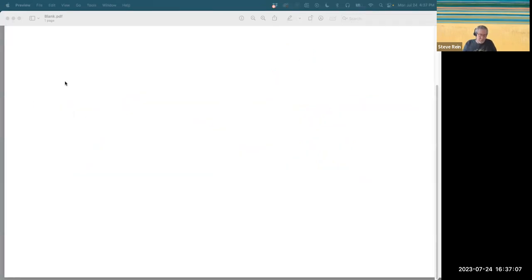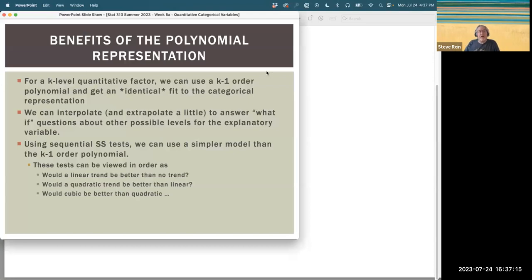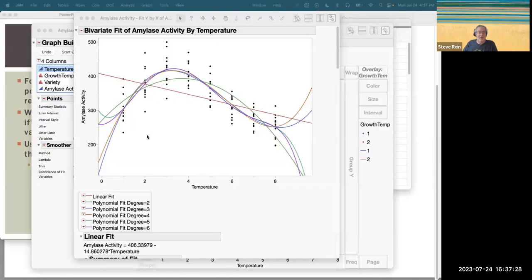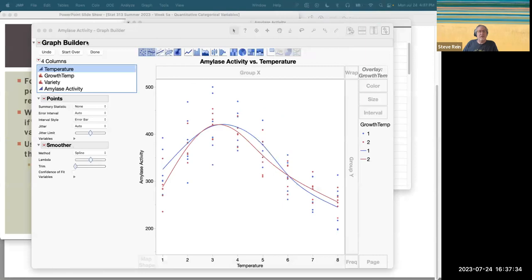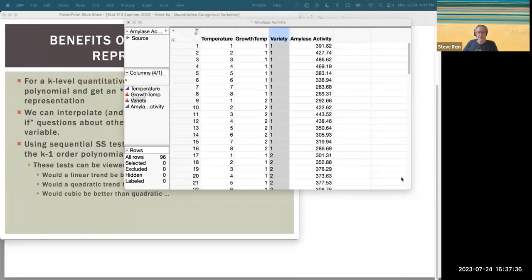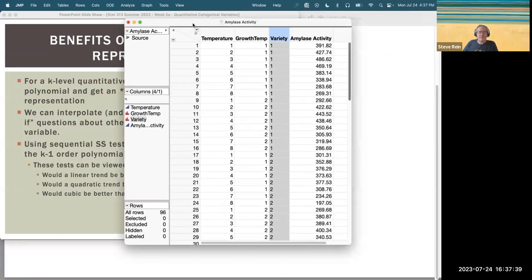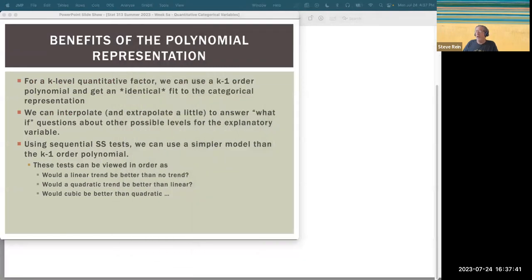Okay, and now back to where we were before. Essentially, if I've got k levels of my quantitative factor, I could do a polynomial of order k minus 1. Now, the example we gave you earlier is a little bit complex for that, with 1, 2, 3, 4, 5, 6, 7, 8 different distinct levels. I'm not going to start there. We'll get back to this one in a little bit. But I want to start with something that's simpler, not similar, simpler.